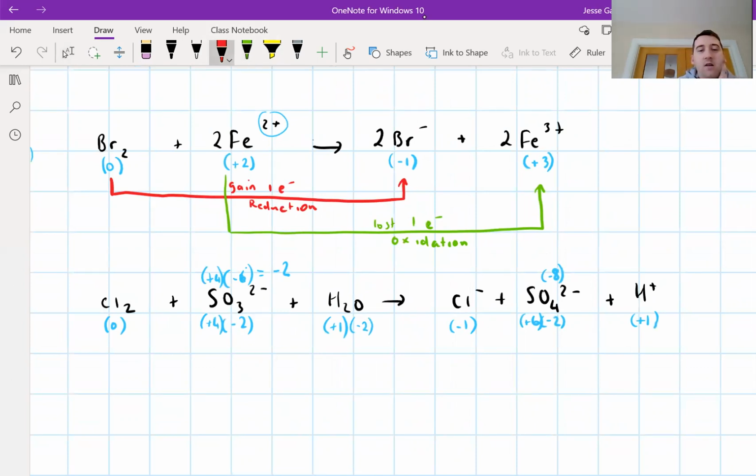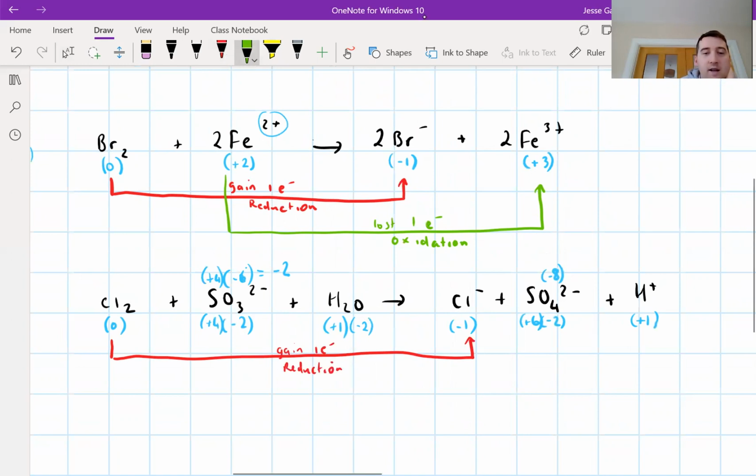Okay, so red arrow again, I see the chlorine is going from Cl0 to -1, and that is a gain of 1 electron, and that is reduction. And then the other thing in this reaction is the sulfur is going from +4 to +6. Sorry, no, that is a loss of 2 electrons, and that is oxidation.